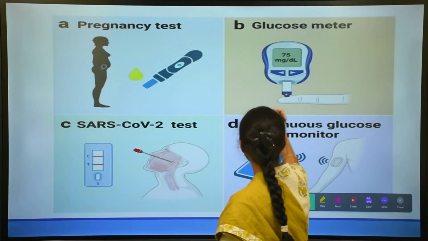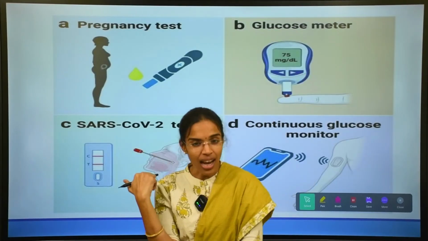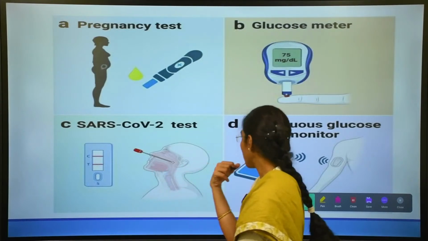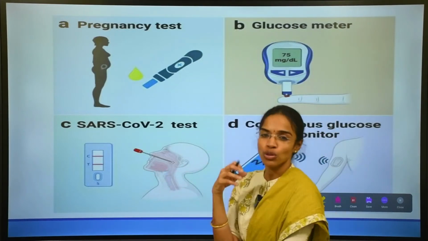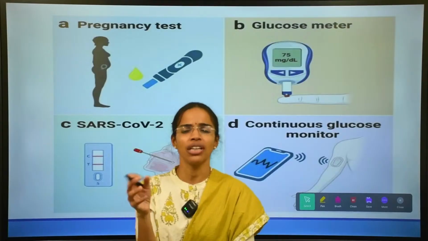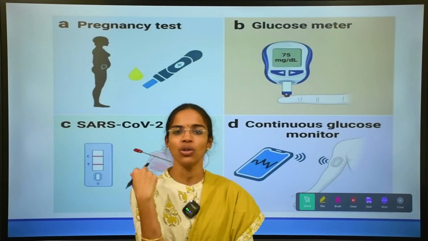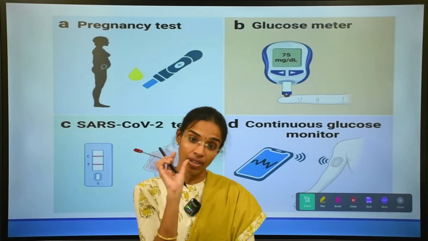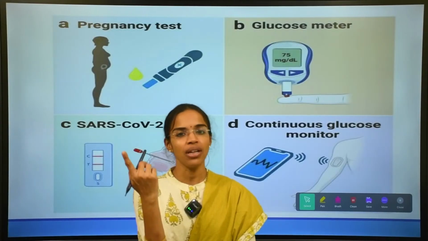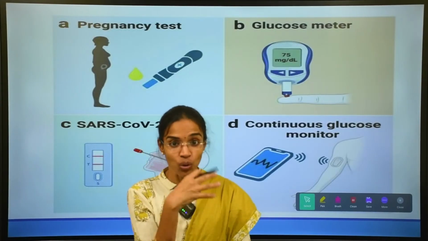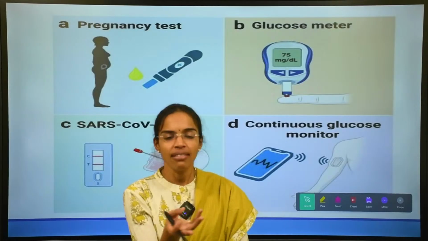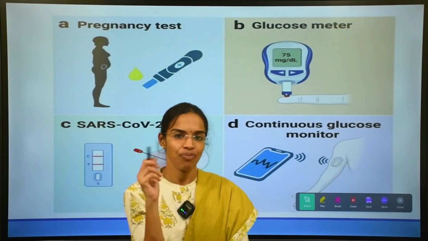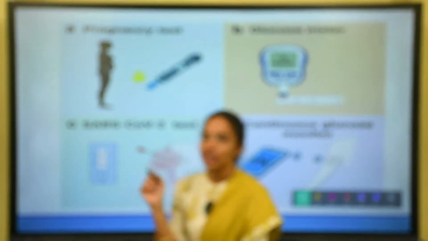Pregnancy test, glucometer testing, SARS-CoV test, and continuous glucose monitoring, regular glucose monitoring. In regular glucose monitoring, no one will go to the laboratory to get it tested after every glucose reading. Instantly, then and there, we get the result. That is the concept of near-patient testing.